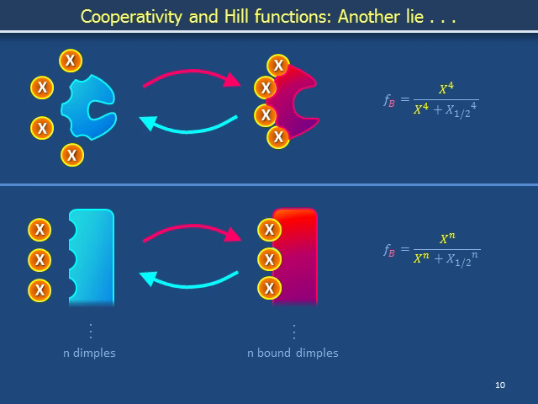The power n is called the Hill coefficient. At this level of simplification, n is the number of sites on the enzyme that must be simultaneously occupied in order for the enzyme to undergo a conformational change that achieves the tightly bound state.